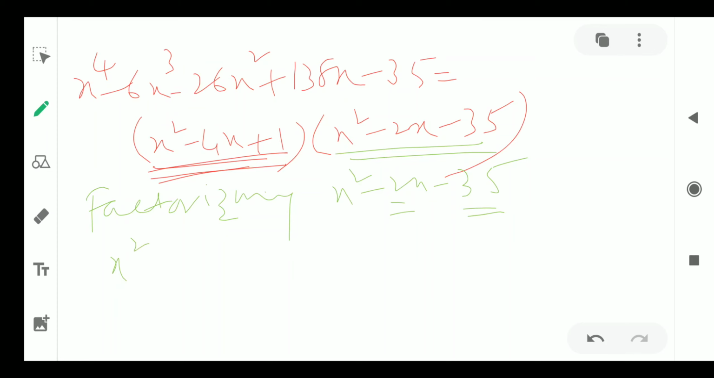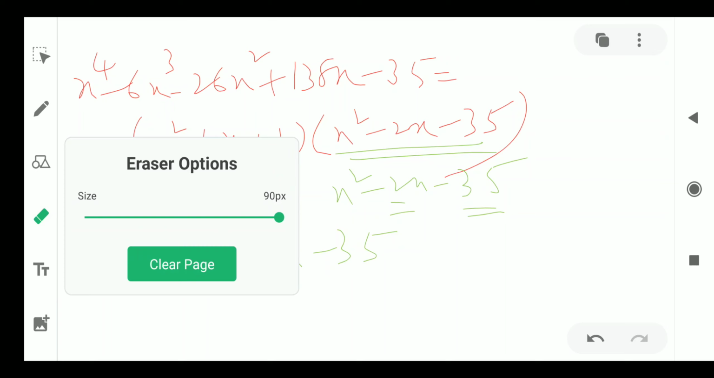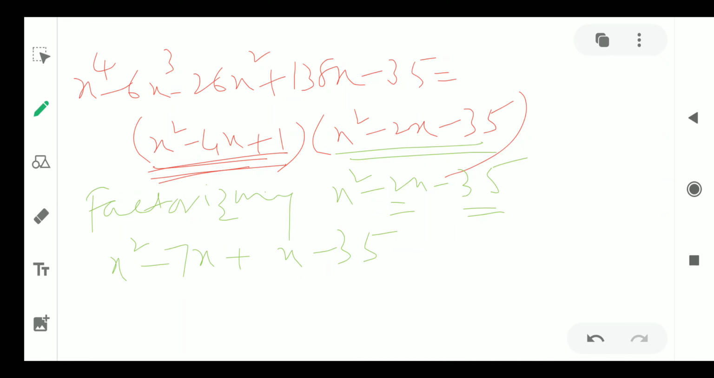So x square minus 7x plus 5x minus 35. Minus 7x plus 5x is minus 2x. Minus 7 into 5 is minus 35. Right? We should get minus 35 when I multiply these two. So here if I take x common, x minus 7. If I take 5 common, x minus 7.